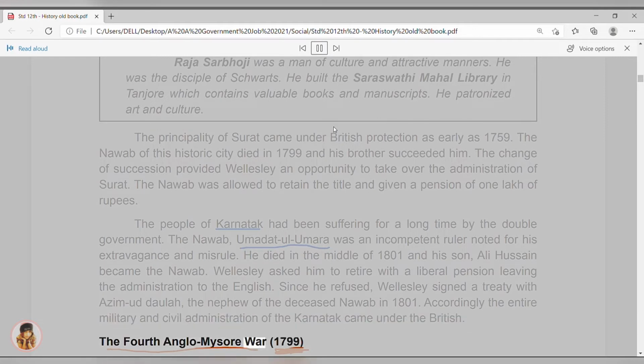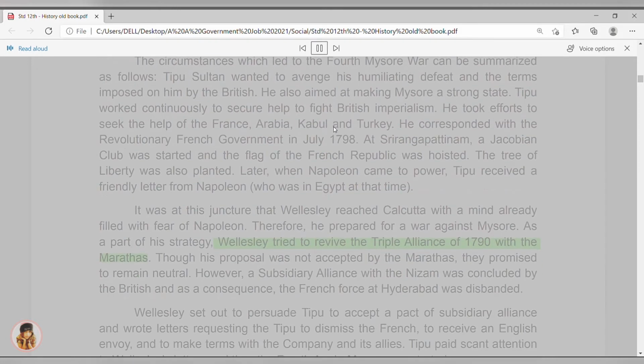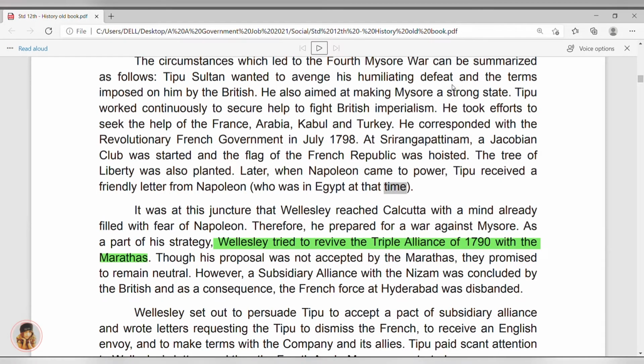The Fourth Anglo-Mysore War, 1799. The circumstances which led to the Fourth Mysore War can be summarized as follows. Tipu Sultan wanted to avenge his humiliating defeat and the terms imposed on him by the British. He also aimed at making Mysore a strong state. Tipu worked continuously to secure help to fight British imperialism. He took efforts to seek the help of France, Arabia, Kabul and Turkey. He corresponded with the revolutionary French government. In July 1798, at Srirangapatnam, a Jacobin club was started and the flag of the French Republic was hoisted.